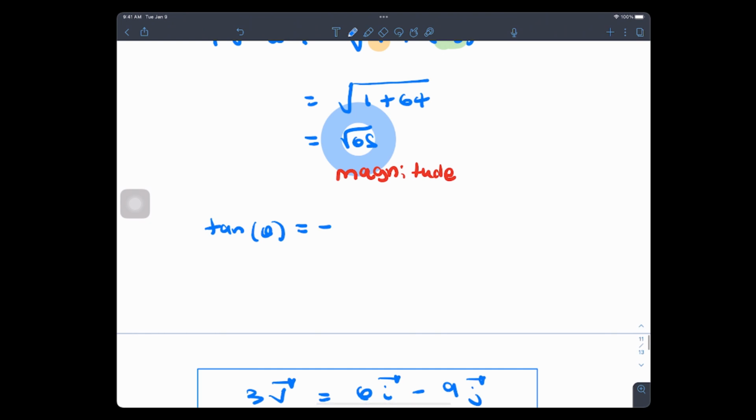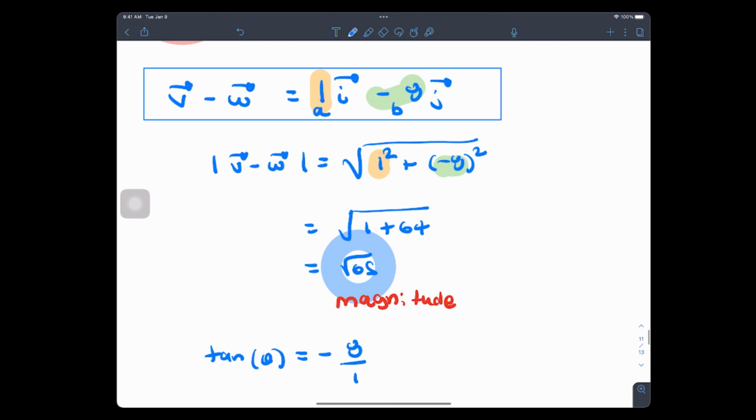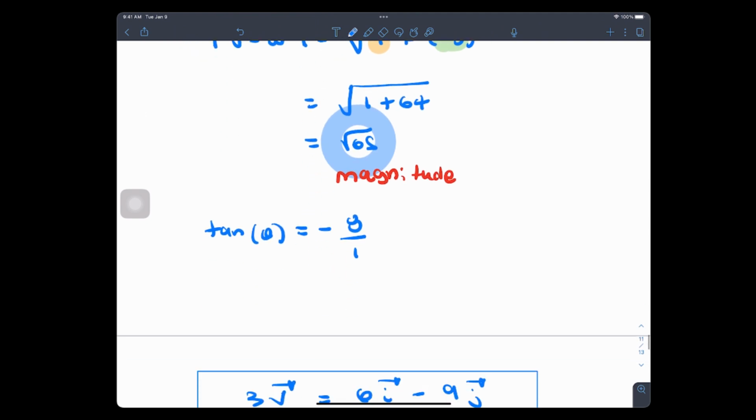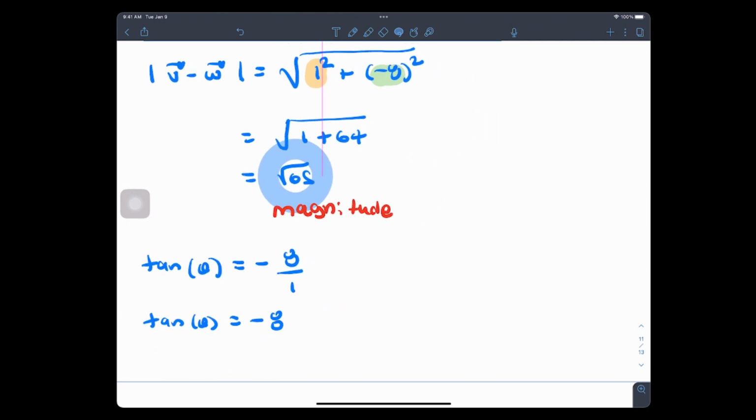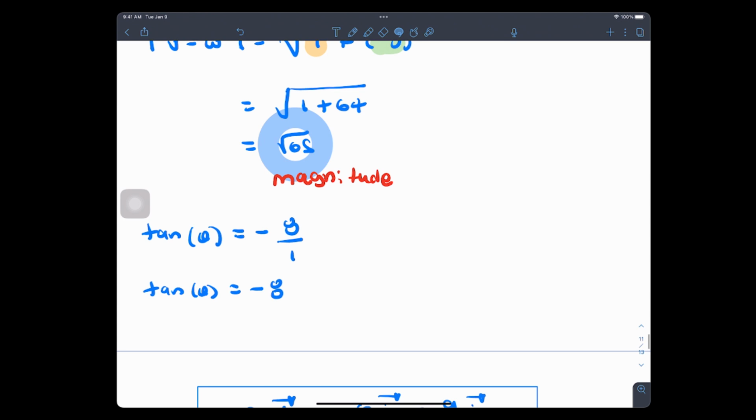So that's negative 8 over 1. Is that true? Do you guys remember that? And what's negative 8 over 1? Isn't tangent theta going to be negative 8? So let's move everything here. Theta is what now? Inverse tangent of negative 8.